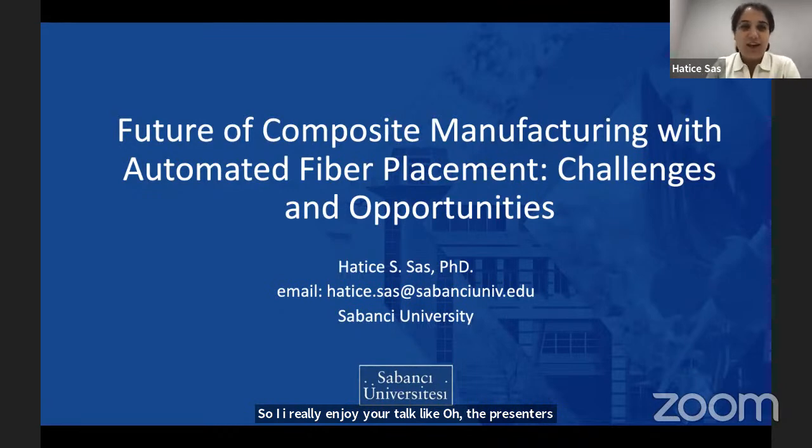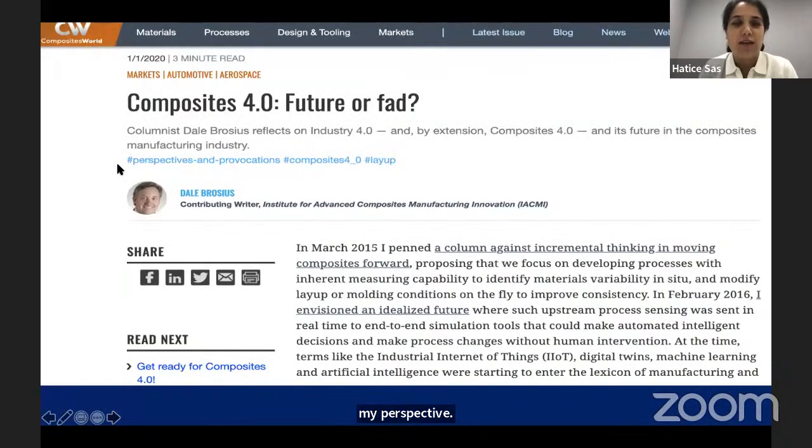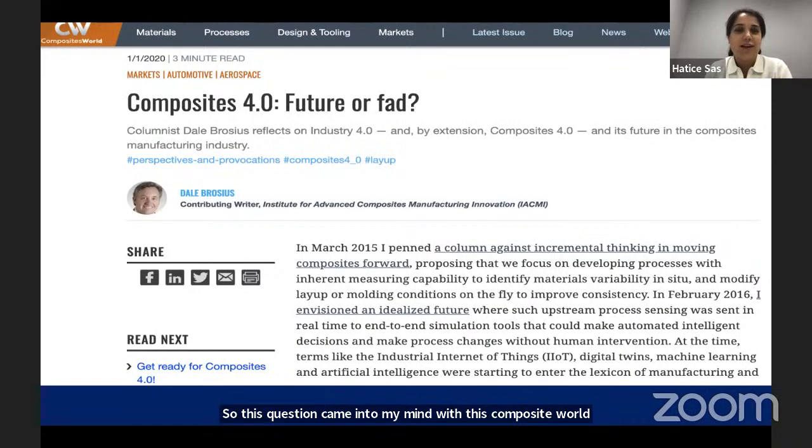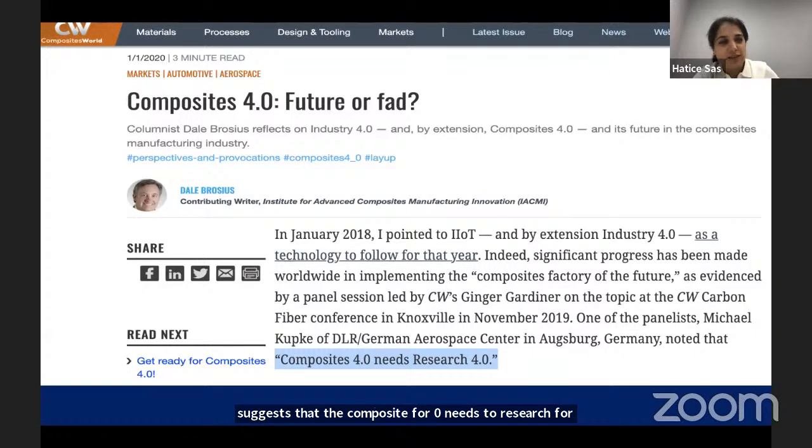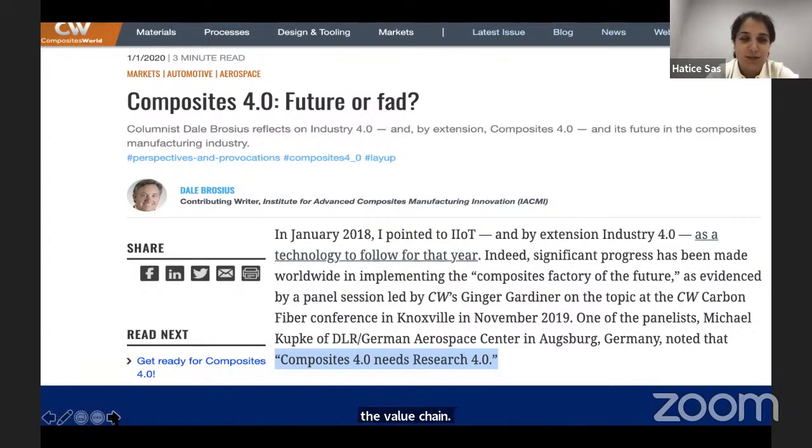So thanks again. Today I will be talking about the future of composite manufacturing with automated fiber placement, with the challenges and opportunities, including my perspective. This question came into my mind with this Composite World magazine. It is asking whether Composite 4.0, which is introduced as Industry 4.0 for the composite industry, is the future or a fad. I really suggest this article. At the end of the article, the author suggests that Composite 4.0 needs Research 4.0. In order to facilitate the industrial needs towards composites, including manufacturing and material characterization, covering the whole value chain, we need to develop Research 4.0. So that was my lesson learned.